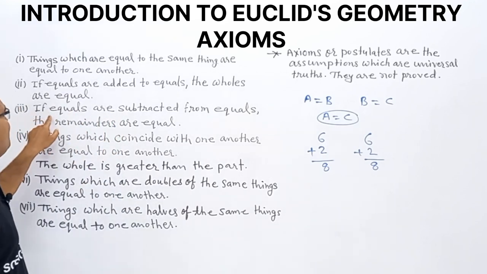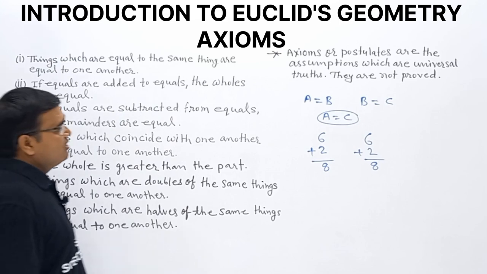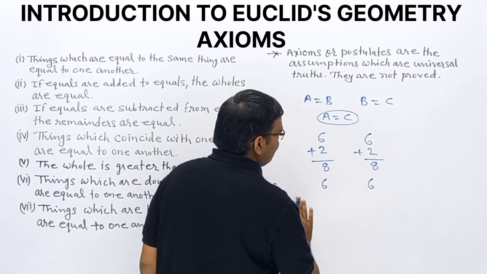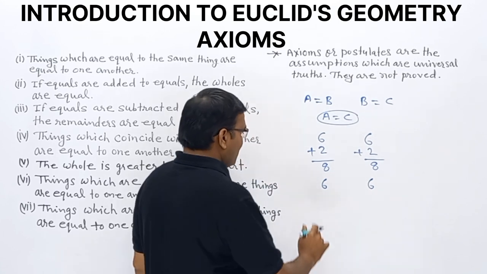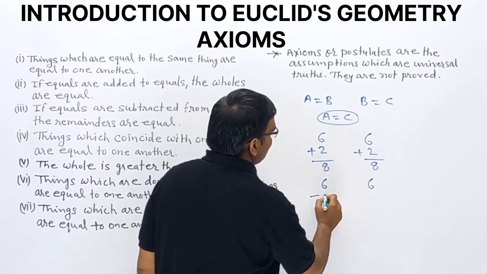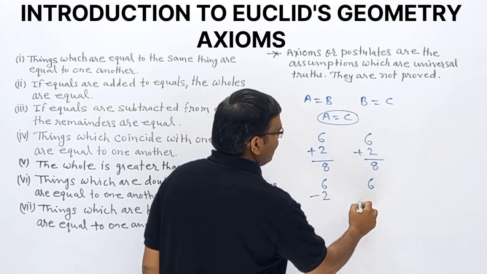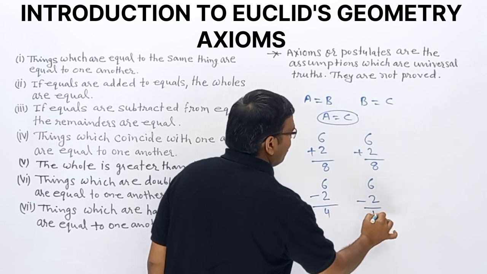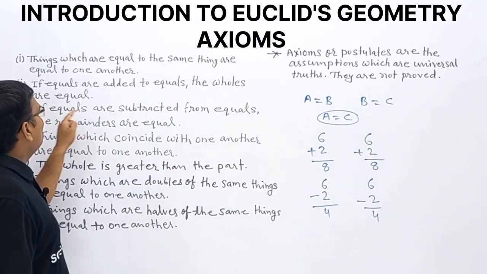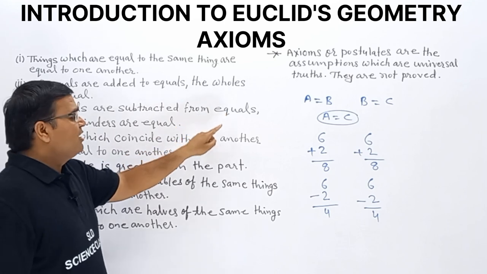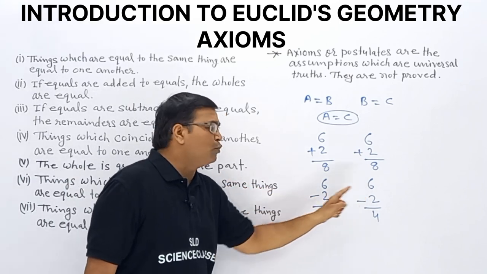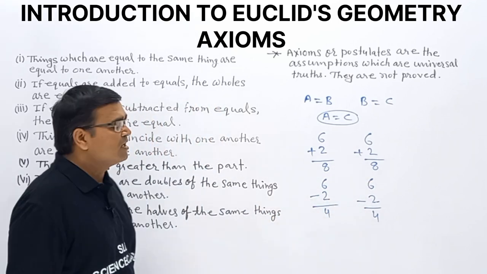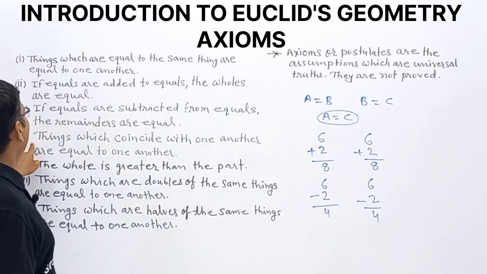Now the third one: if equals are subtracted from equals, same process. I am taking two equal numbers and subtracting 2 from each. Then the result is 4 and 4. So the meaning is, if equals are subtracted from equals, we get equal results. Clear?